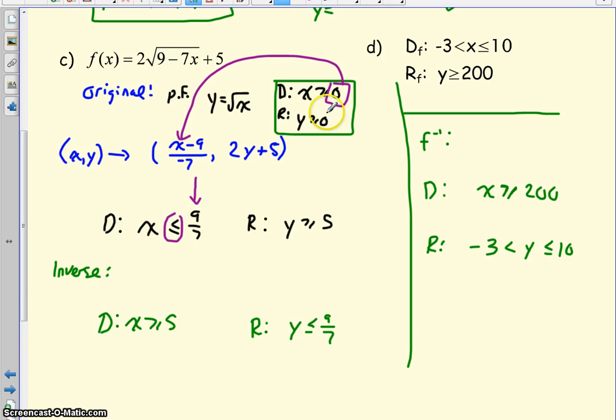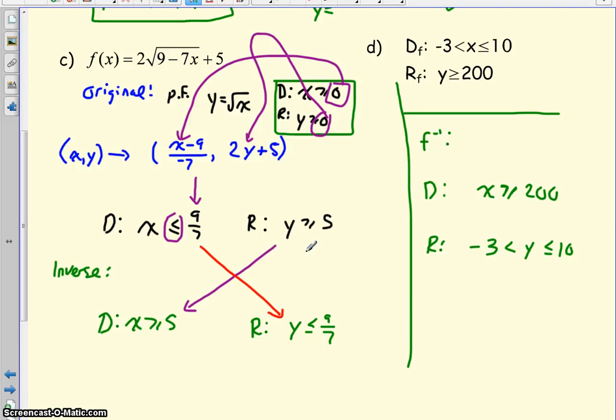Okay, so for my range, I put my 0 into the mapping rule for y. 2 times 0 plus 5 gives me 5. No reflection there, so y is going to be greater than or equal to 5. So for my inverse, the range of my original becomes the domain of my inverse, so I get x is greater than or equal to 5, and the domain of my original becomes the range of my inverse, so I get y is less than or equal to positive 9 over 7.